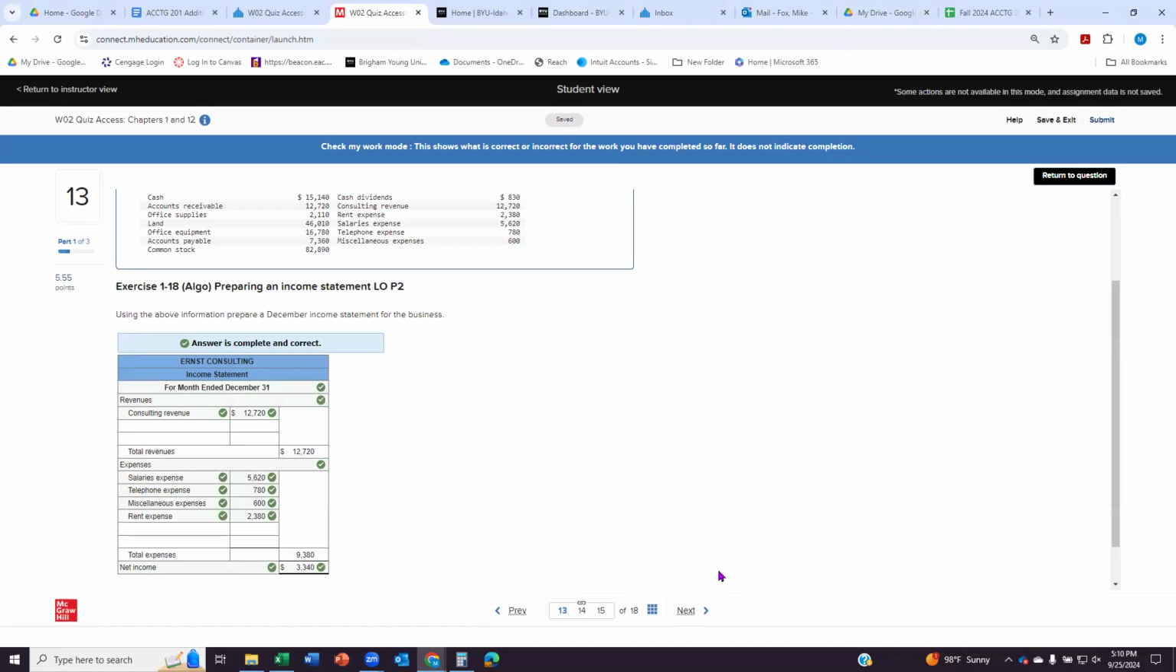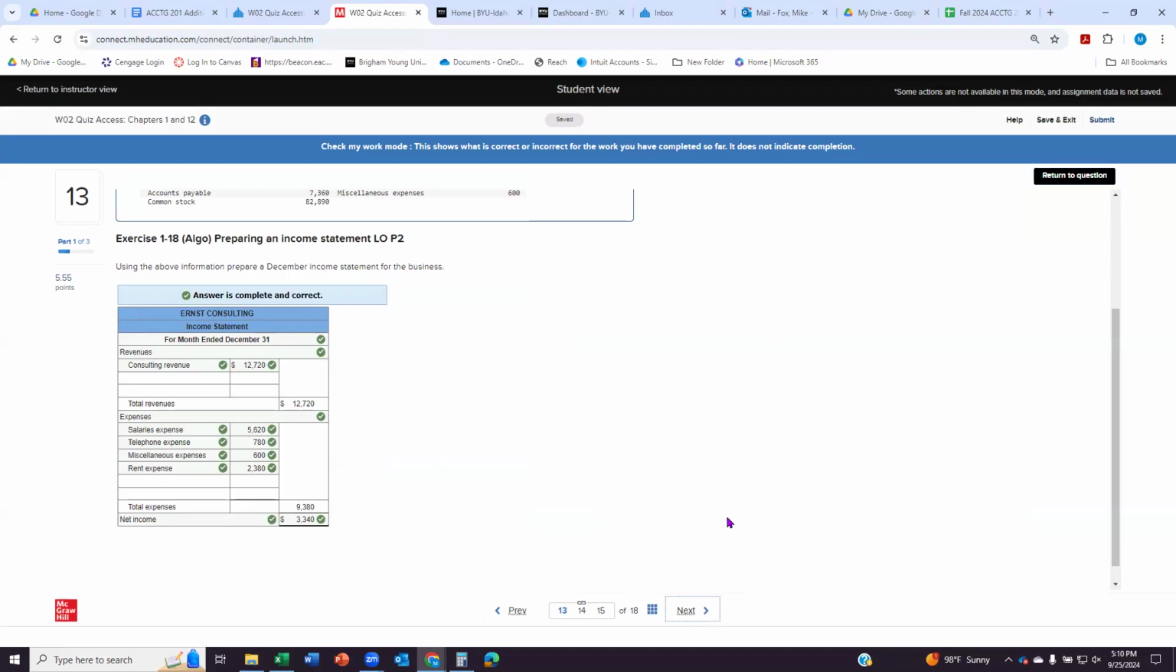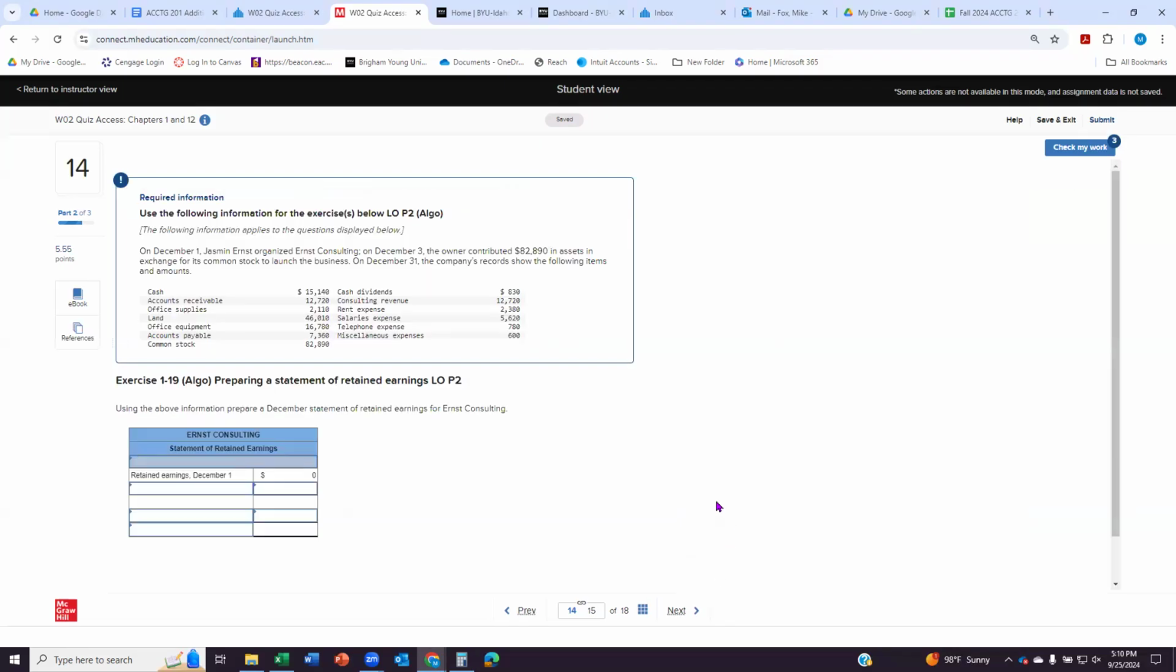So I'm going to move on to number 14. Like I said, they're all kind of grouped together. And number 14 is going to show a statement of retained earnings, which shows all the money we've earned during a period and how much of it we retained or kept in the business. So it tells us, let's see, on December 1st, Jasmine Ernst contributed $82,890 in assets in exchange for common stock.